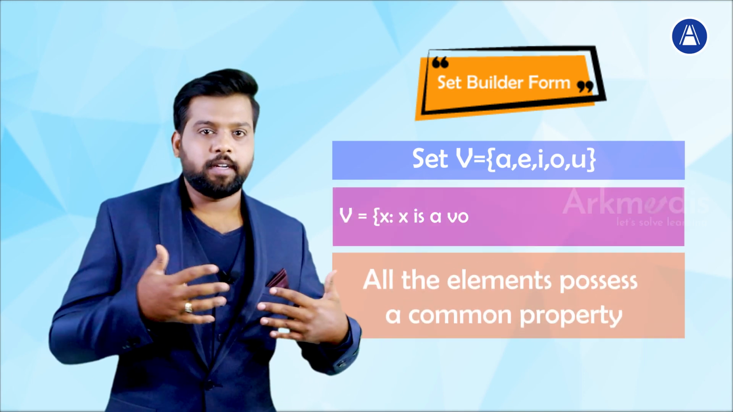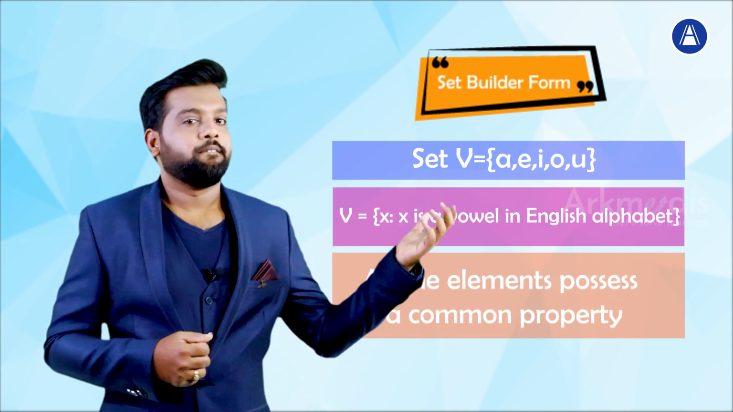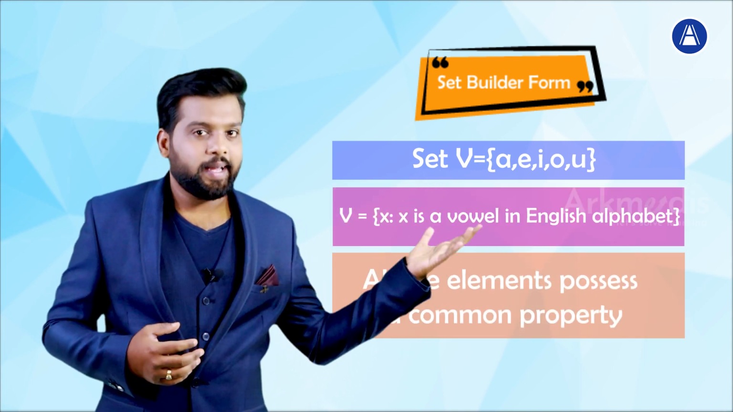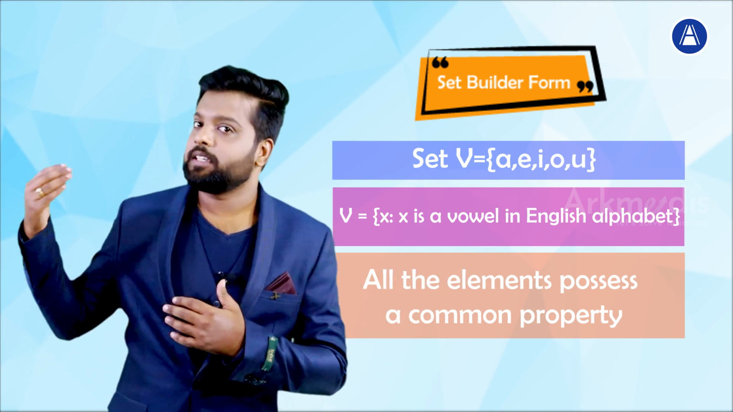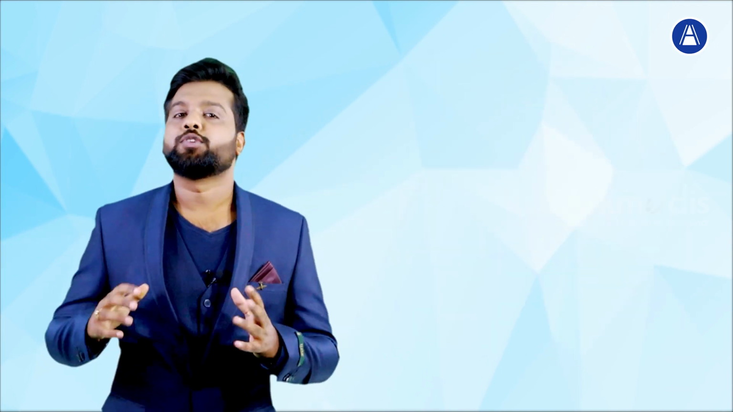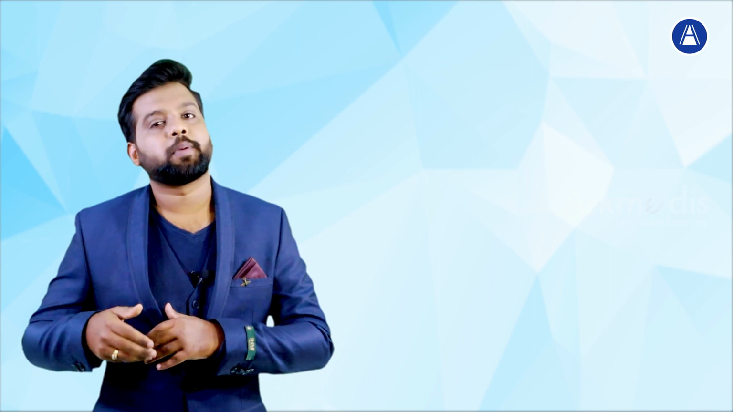So let's say we are denoting this with set V, then we represent it as V = {x : x is a vowel in English alphabet}. So these are the two ways in which we represent sets.